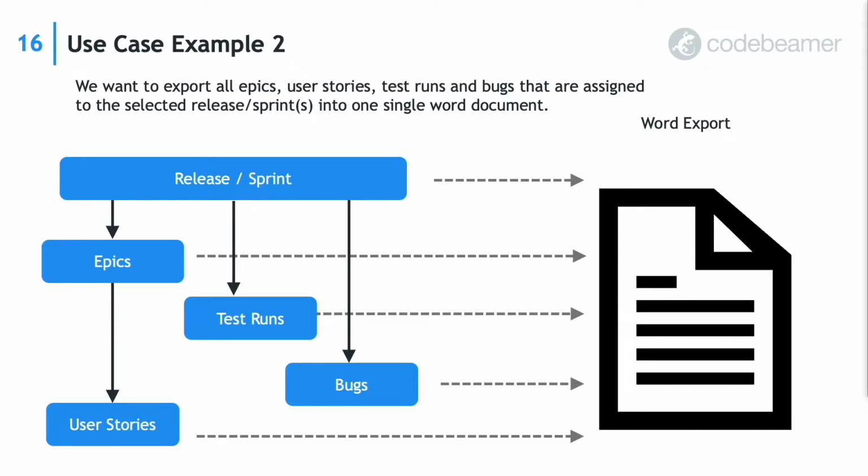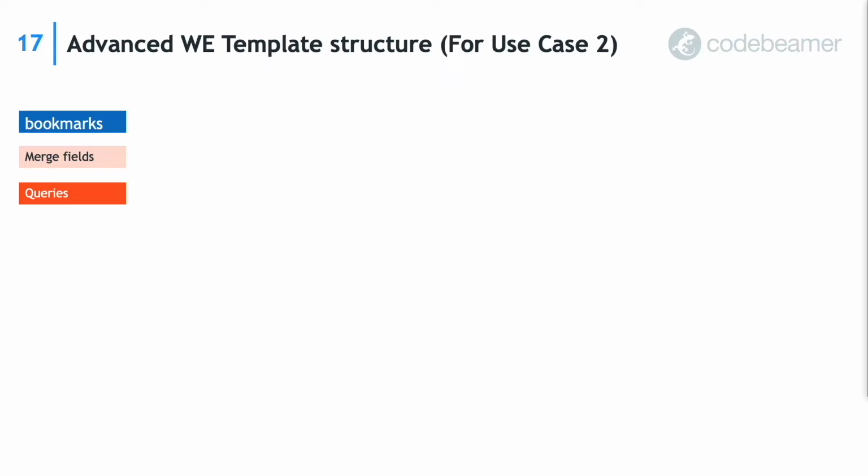In this case, we want to export all epics, user stories, test runs, and bugs that are assigned to the selected release into one single Word document. Accordingly, the export will be initiated from the given release item, and Codebeamer will put the content from the different trackers based on the links between the release in question and the other items. You already saw a conceptual diagram about the structure of the advanced Word export template for use case 2, and now let's review how it's being built up step by step.